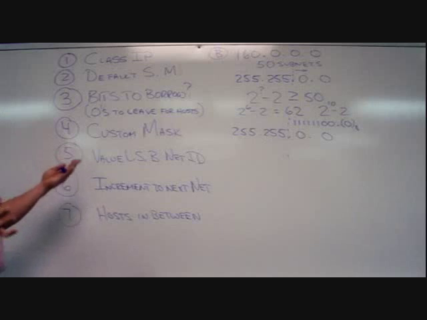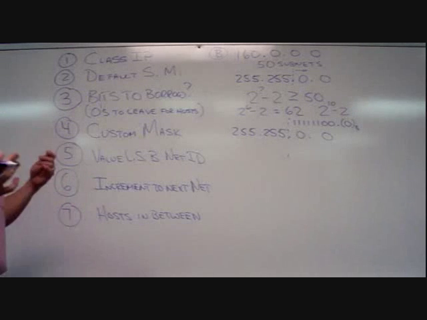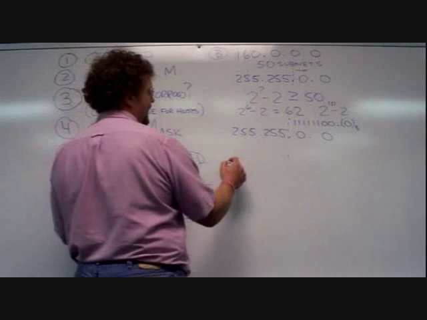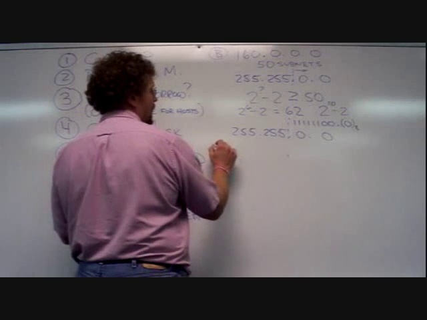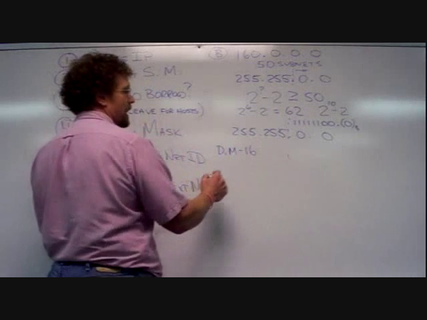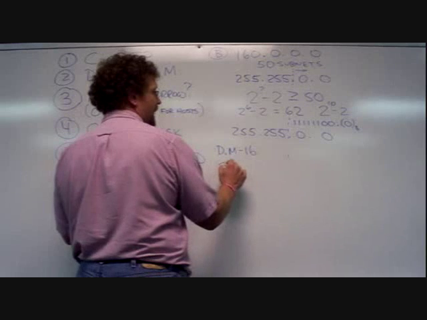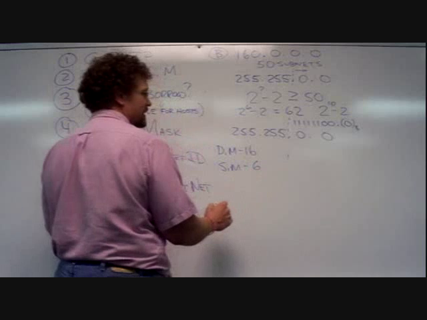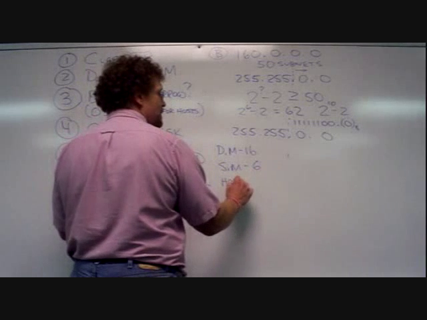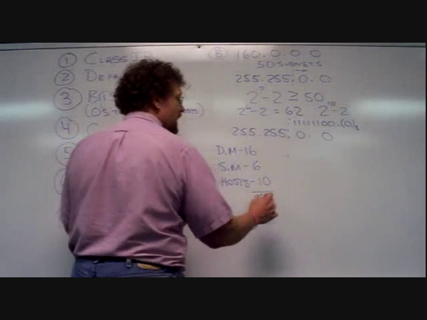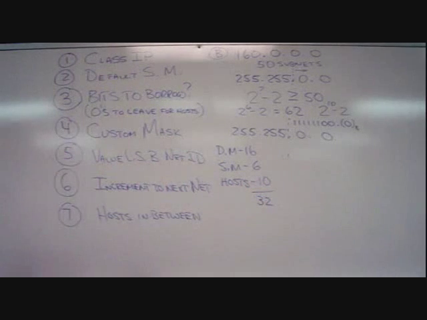We have this balance. If I go back and look at my numbers as to how they add up to 32, my default mask was 16 bits. My bits borrowed for my custom subnet mask was an additional 6 bits, leaving 10 bits left over for the host, always in IP version 4 for a total of 32.